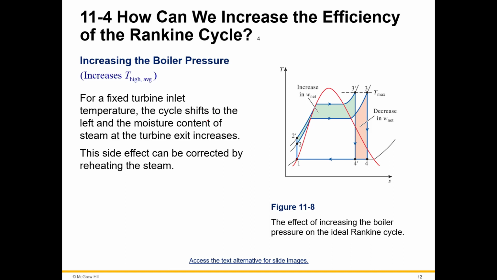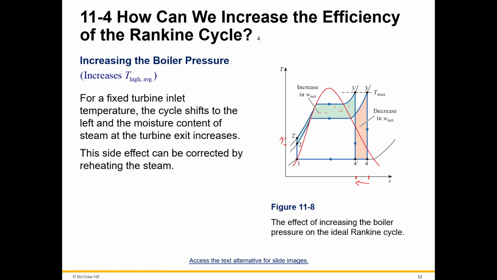So then what about if we increase the boiler pressure? I hope you can see that we are going around each one, increasing to see what would happen. For a fixed turbine inlet temperature, the cycle shifts to the left, and the moisture content of the steam at the turbine exit increases. The side effect can be corrected by reheating the system. So it is, I won't say fixable, but maybe able to be offset. You can see the temperature increase, and you can see the entropy drop or reduction.